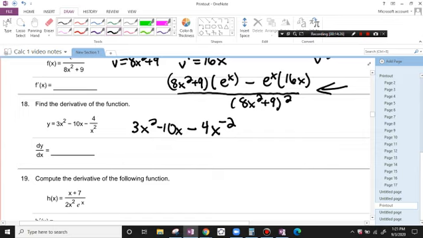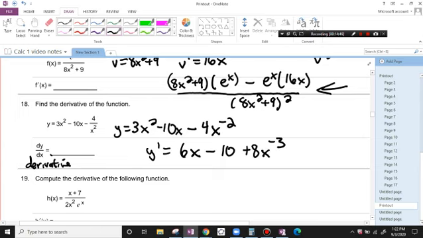So this is just the function itself. And now this is terminology for the derivative. And so then the derivative is going to be, bring the power down, 6x to the first. The derivative of negative 10x is negative 10. The derivative of negative 4x to the minus second: negative 4 times negative 2 is positive 8x, and subtract 1 from the power, to the minus third. Multiply this down, subtract 1 from the power.